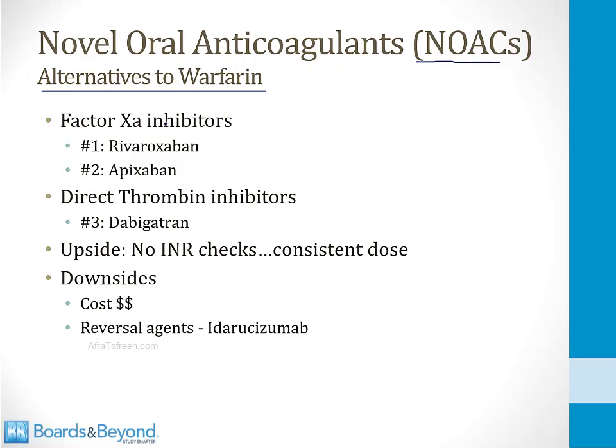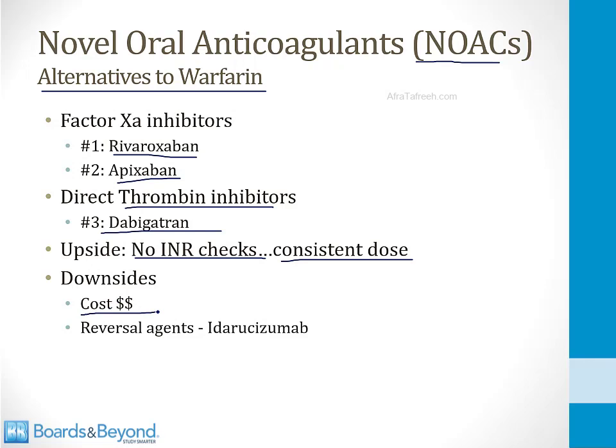There are two factor Xa inhibitor drugs that are NOACs that are alternatives to warfarin. These are rivaroxaban and apixaban, and there is one direct thrombin inhibitor which is an alternative to warfarin. This is called dabigatran. The upside, as I said before, is that there are no blood tests when patients take these drugs for anticoagulation, no regular monitoring of the INR level. The drugs function at a consistent dose for all patients. The major downside is cost. These drugs are very expensive and patients often have high co-pays.